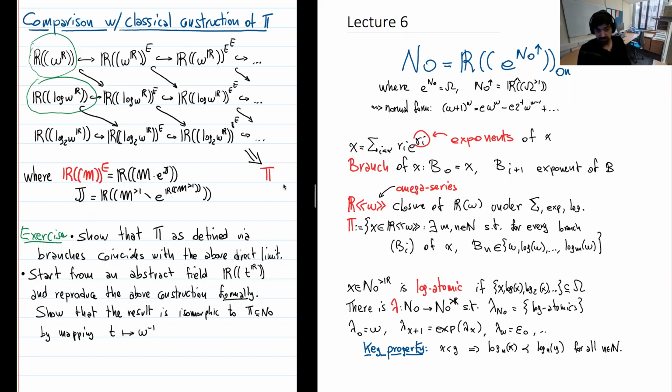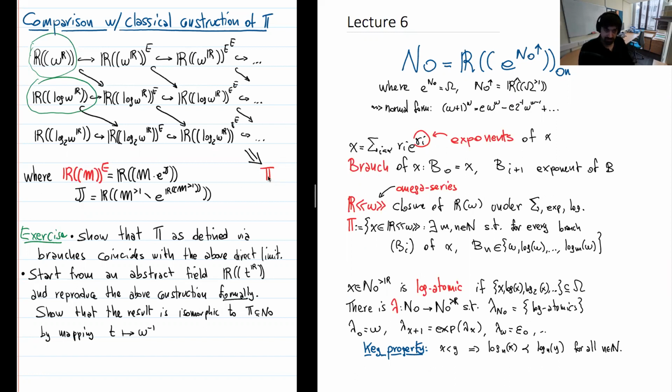The direct limit, in the case of surreal numbers, this will be just a directed union, because in surreal numbers, these are just subfields of No, and so you just take the union of them. And that's how you find this field of transseries. I'm leaving as an exercise to verify that the definition using branches that Alessandro gave last week, of Monday, sorry, gives you the same field that you get by doing this kind of closure and then limit, directed union.